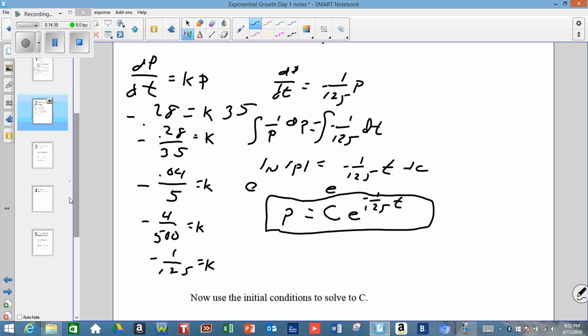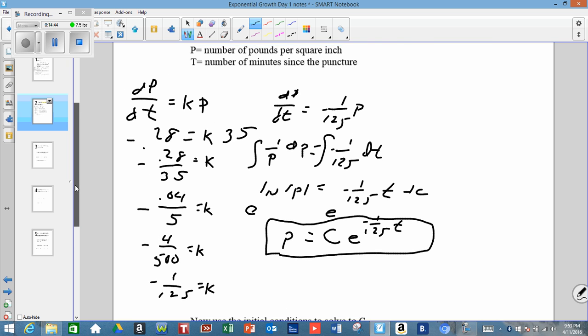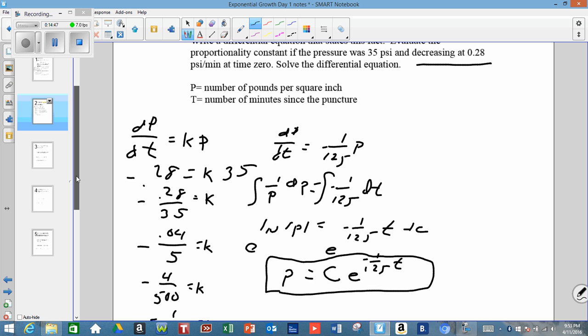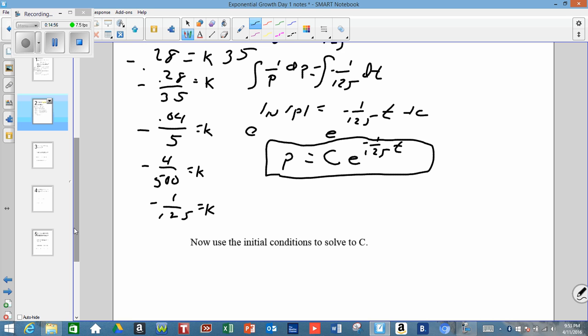Okay? And the bottom one says, now use the initial condition to solve for c. Well, the initial condition says that the pressure is 35 psi at time 0. Again, you're not going to have to do this every single time. If you really think about it, the pressure is 35 at time 0. If you were to plug 0, not 30, in for t, you're going to get e to the 0, which is 1. So if you put 35 in for p, you're going to get that 35 equals c.